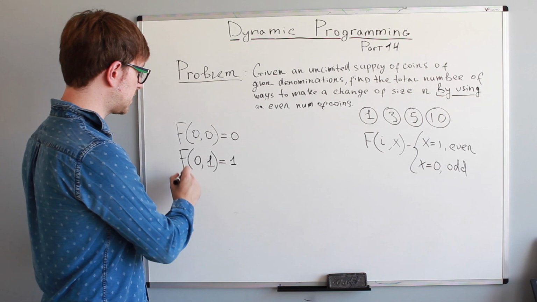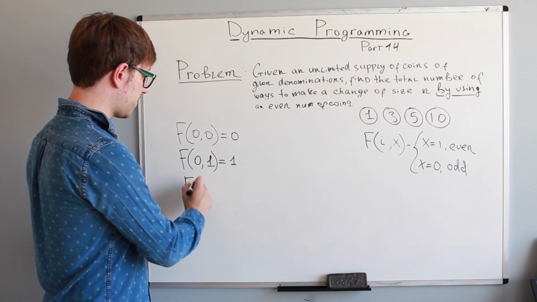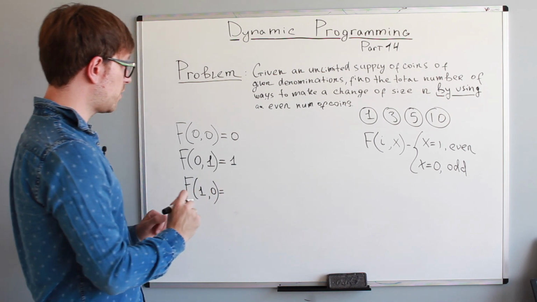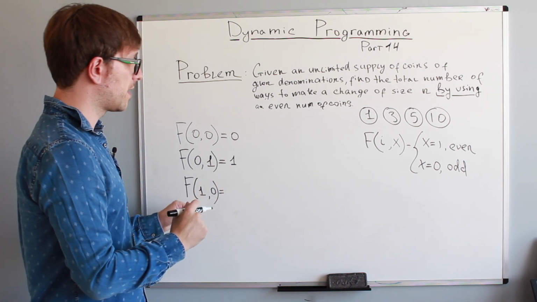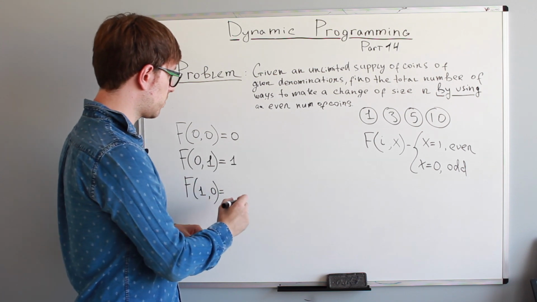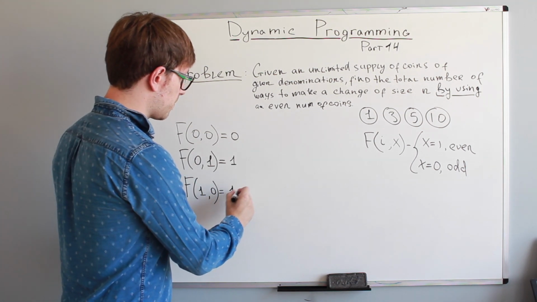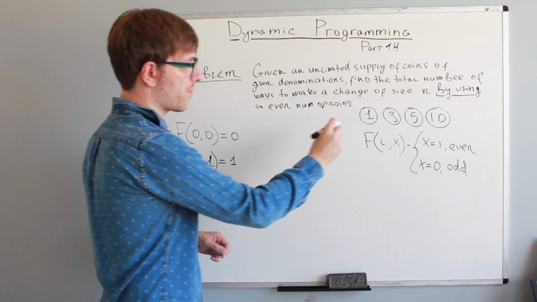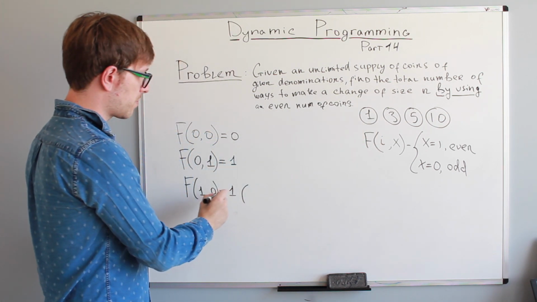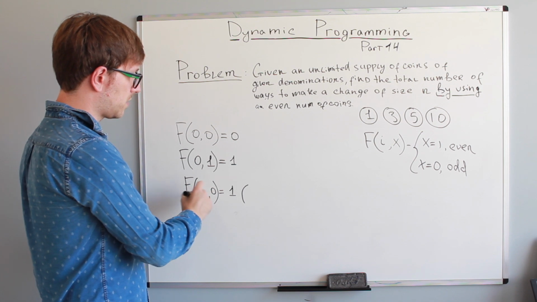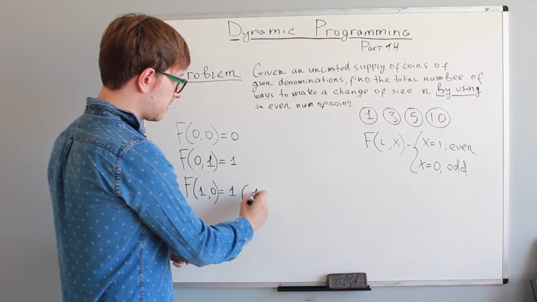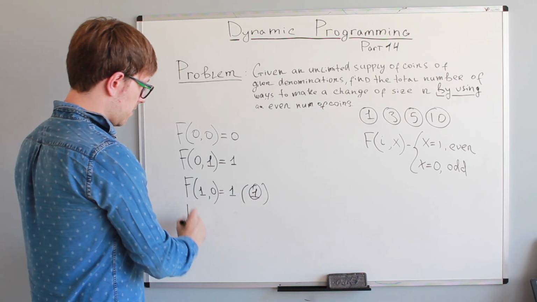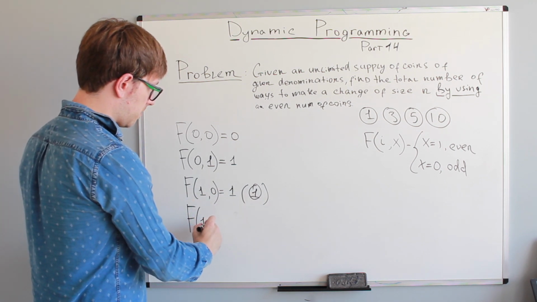Okay, let's take a look at, let's say, f of 1, 0. How many ways to make a change of size 1 by using an odd number of coins? There is just one way, because we can take 1 cent. These are our denominations, right? 1, 3, 5, and 10. So if we were to return the amount of 1, we can use 1 cent, and this is an odd number of coins. F of 1, 1.